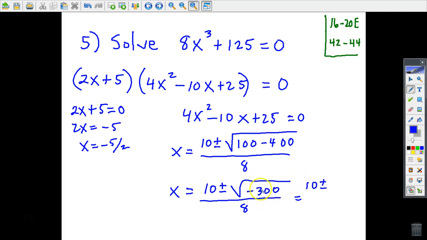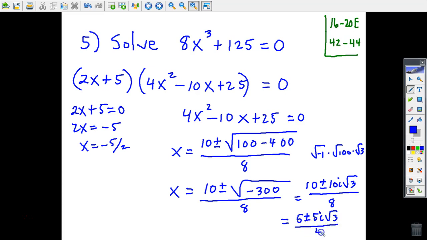And if you wanted to simplify the square root of -300, you could think of the square root of -1 times the square root of 100 times the square root of 3. 10i square root of 3 all over 8. And we can simplify this a little bit more by dividing 2 into both 10 and 8. So 5 plus minus 5i root 3 all over 4.